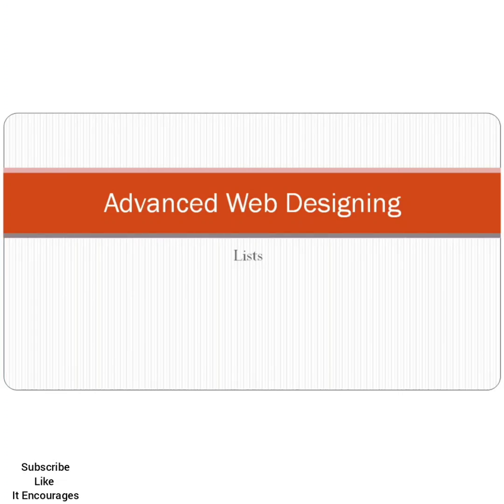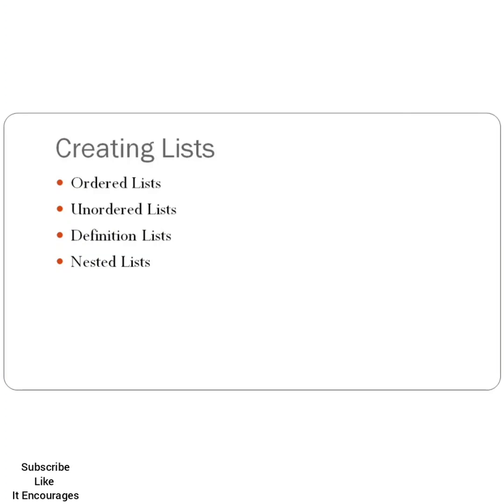Today we will be learning how to create lists. Basically, there are four types of lists in HTML. The first one is the ordered list, the second one is the unordered list, the third one is the definition list, and the fourth one is the nested list.